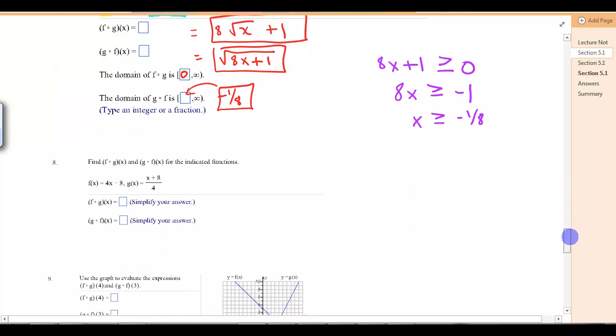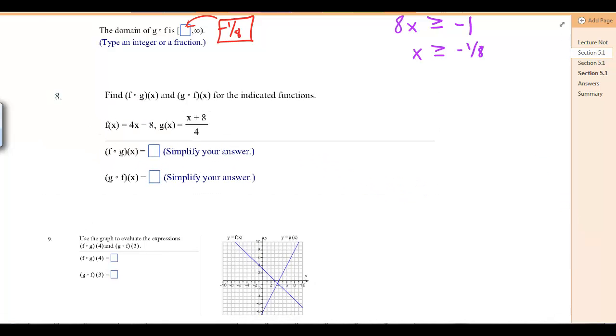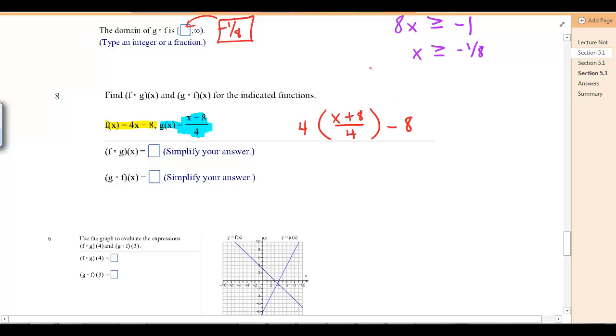Okay. All right, number 8. We've got f of x is equal to this, and we've got g of x equal to this. All right, let's see what we got. f of g. So we're going to take this g and put it in for this. So we've got 4 times x plus 8 over 4 minus 8. And when we clean this up, the 4's disappear. We've got x plus 8 minus 8 equals x.